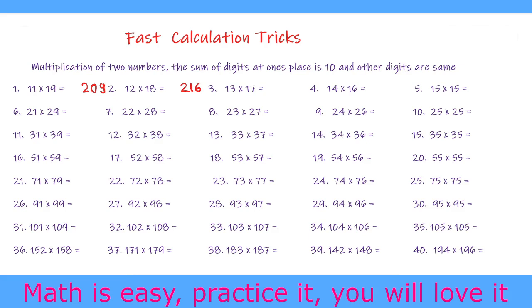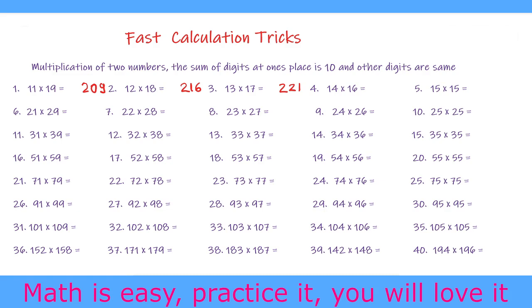13 multiplied by 17. 7 multiplied by 3 is 21, and 1 multiplied by 2. The next digit of 1 is 2. So 2 multiplied by 1 is 2. So 13 multiplied by 17 is 221.